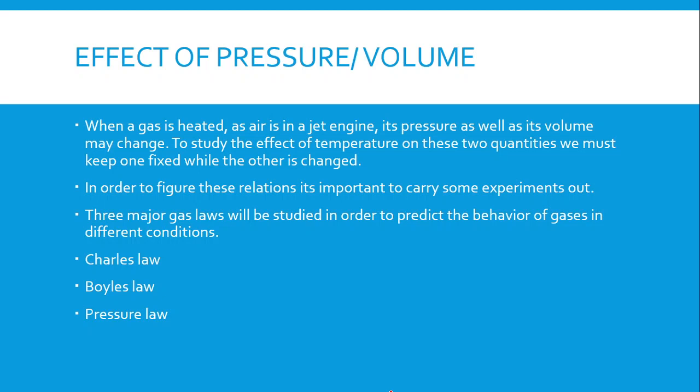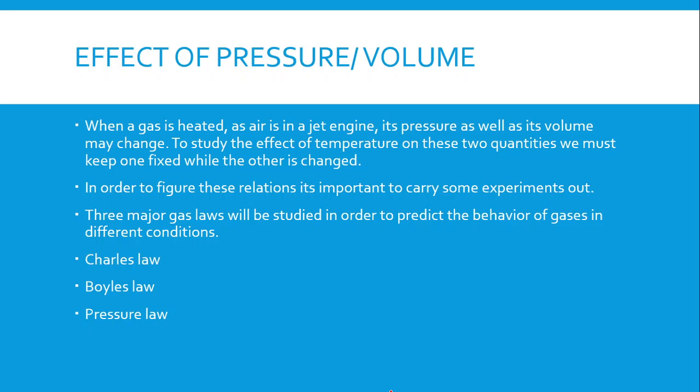Okay, so the effect of pressure and volume. We're getting into the main laws now. We've talked about the pressure applied by some gas or air. When a gas is heated, as air in a jet engine, its pressure as well as its volume may change. Using common sense, if there's a gas and you heat it, it's simple to imagine that its pressure might change, that the molecules will go further away, so that might change the pressure as well as the volume.